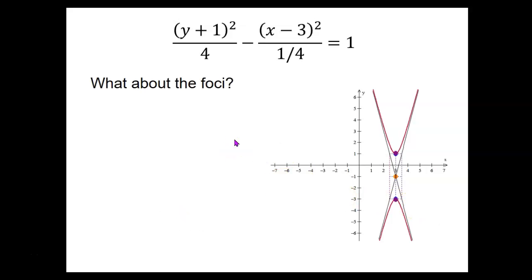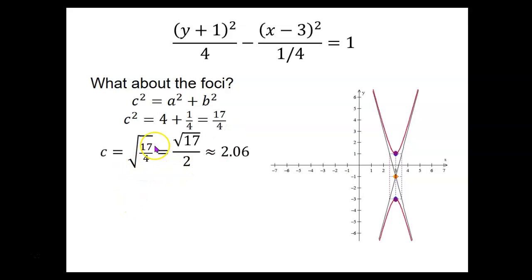What about the foci? Well, to know where those are, we need to know what c is. And c squared is equal to a squared plus b squared for a hyperbola. So here that means c squared equals 4 plus 1/4. That would be 16/4 plus 1/4, or 17/4. And if that's c squared, c would be the square root of 17 over 4, or the square root of 17 over the square root of 4, which is 2, and that's approximately 2.06.